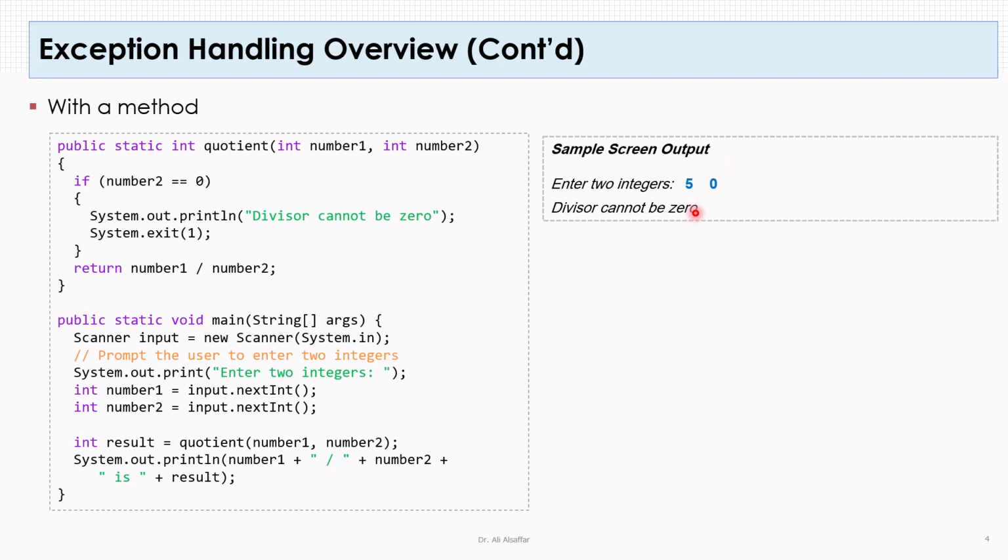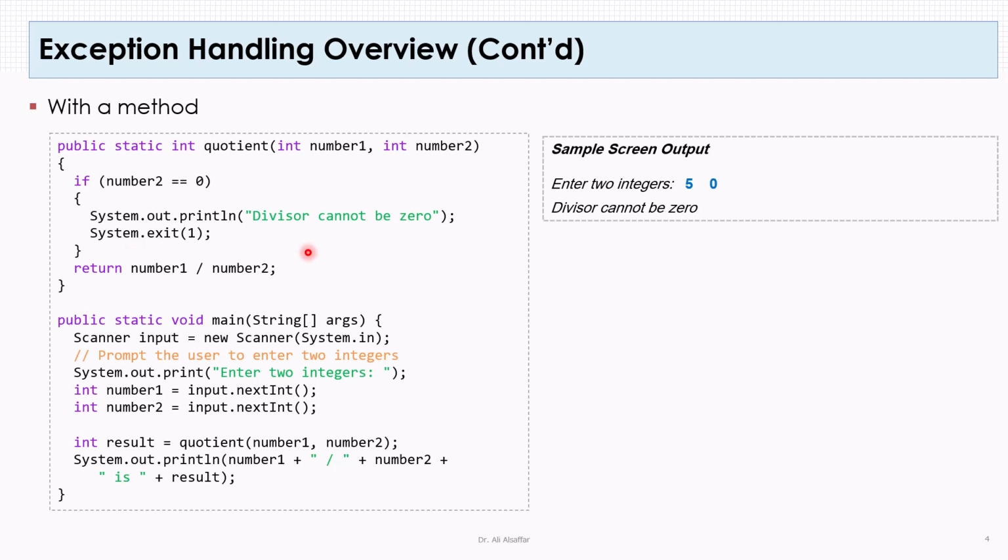If the user enters 0 for the second number, the program displays a message, divisor cannot be 0, and the program terminates. Although the output looks similar to the previous version when we added an if statement, the difference is that after the program displays the message divisor cannot be 0, it is stopped in the middle of the method quotient. So this looks similar to the first version. The difference is that in the first version, the system displays a message and stops the program. However, here, we displayed the message and we stopped the program.